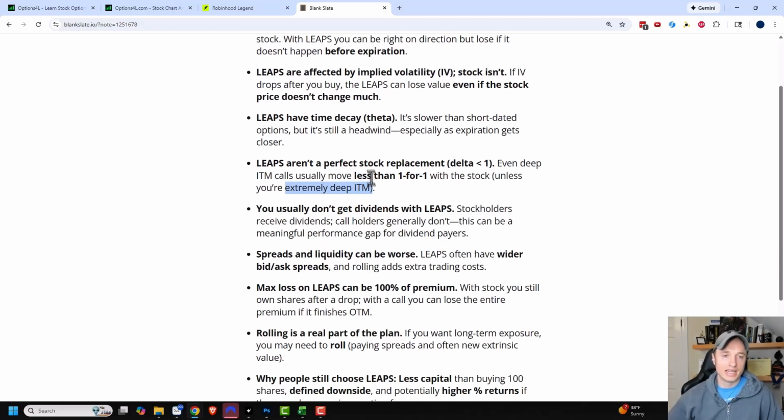Now I'm going to be looking at like a 0.8 delta, so that means for every dollar that the stock moves up, my option will only move up 80 cents. So that's what delta means. For every dollar the stock increases in value, my option will move whatever the delta is in value.